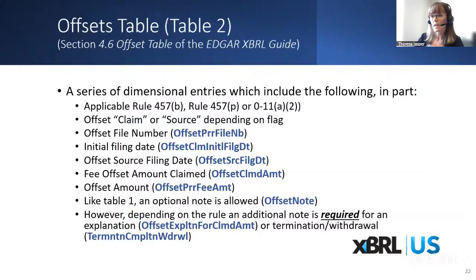In the offsets table, or Table 2, a series of dimensional entries, which include the following in part: the applicable rule, offset claim or source, depending on the flag, the offset file number, initial filing date, offset source filing date, fee offset amount claimed, the offset amount, and like in Table 1, an optional note is allowed. However, depending on the rule, an additional note is required for an explanation or termination withdrawal.